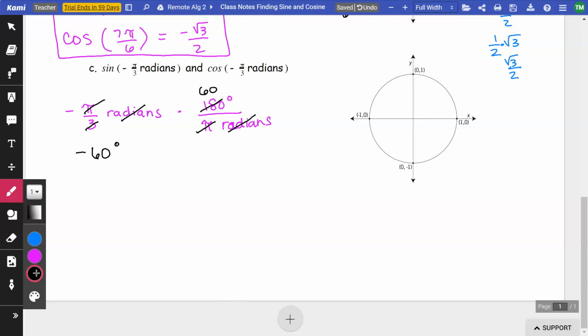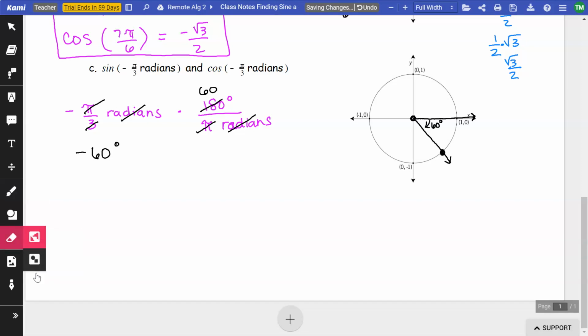All right, so negative 60 degrees then has a clockwise rotation of 60 degrees. So that is going to put our initial side here like usual. And then we're going this way 60 degrees. So here's our point of intersection.